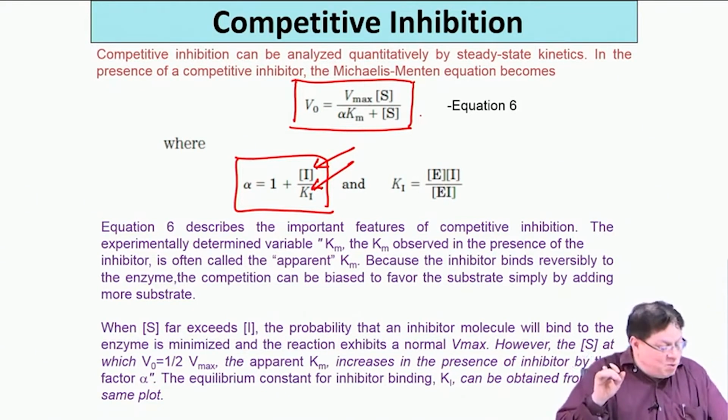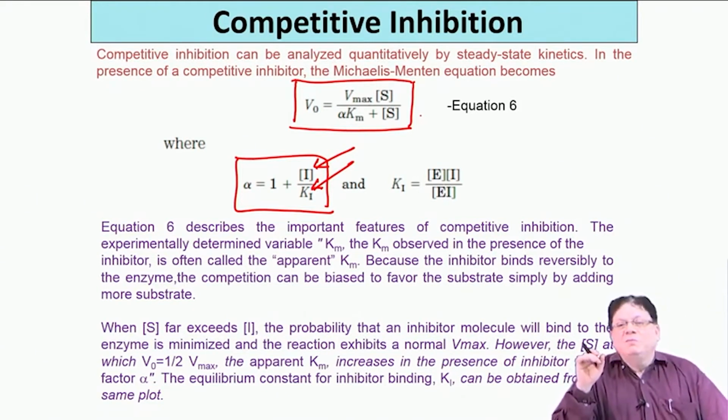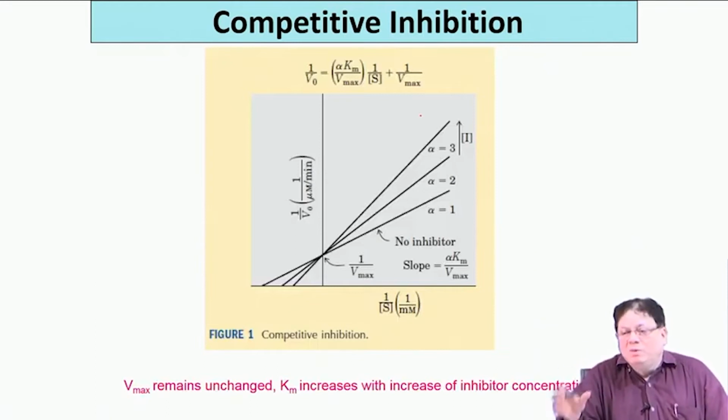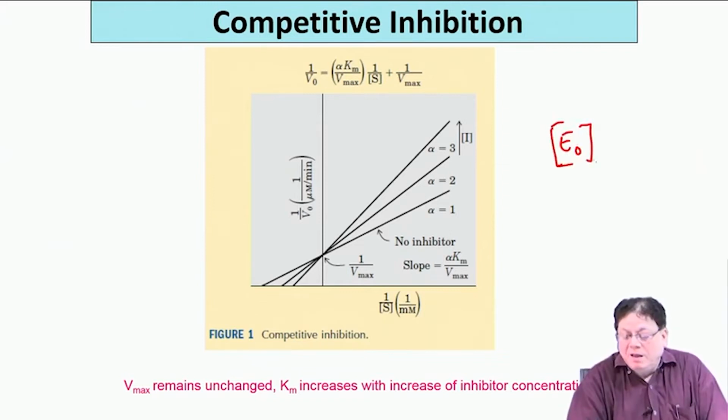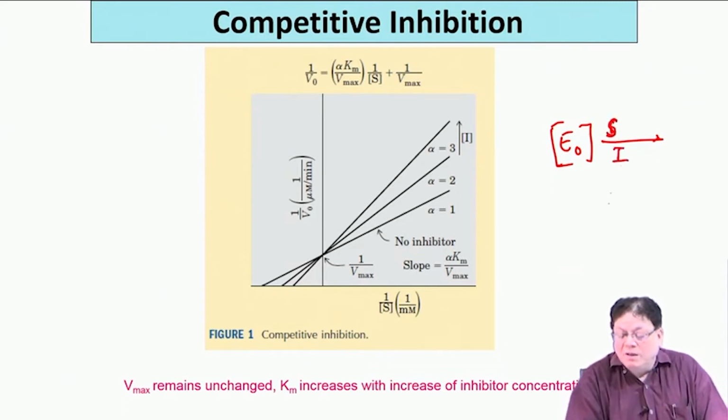So, what will happen now? What is the consequence of that? That means, virtually you can remove the inhibition potential of the inhibitor by allowing a large amount of the substrate. Remember, say you have started with a particular enzyme concentration, and you are adding substrate and also inhibitor.